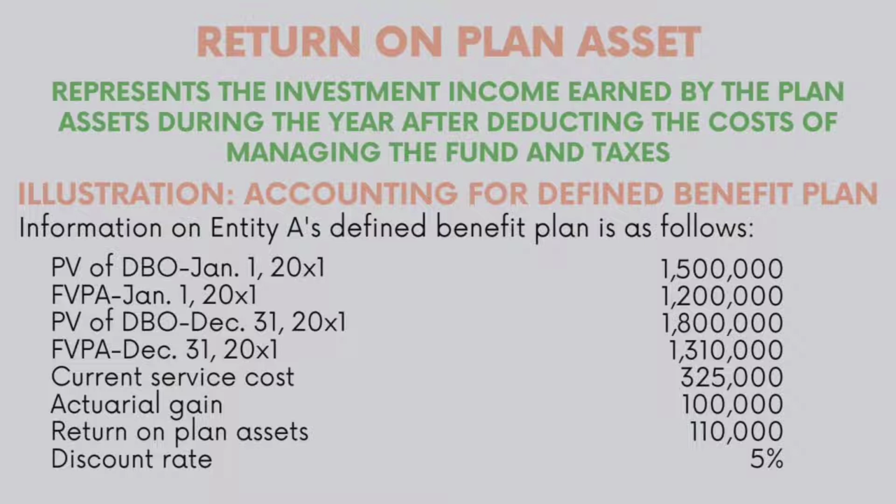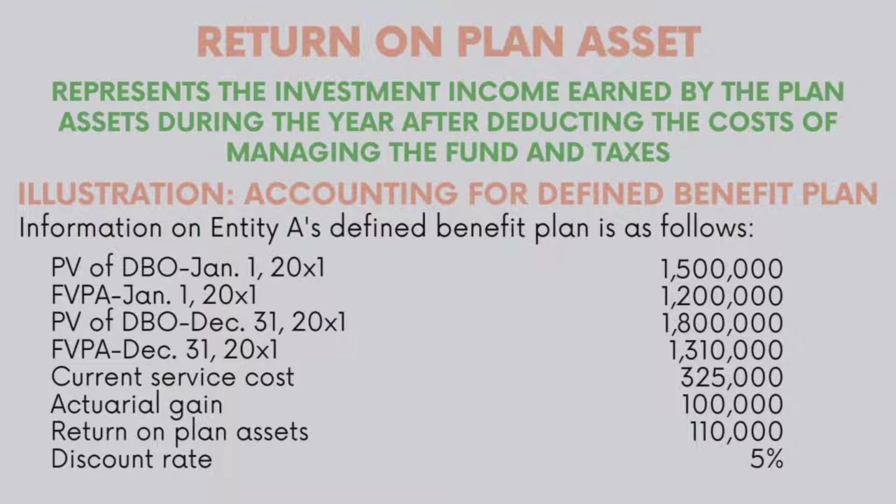So here's the illustration. Information: Entity A's defined benefit plan is as follows. Present value of defined benefit obligation of January 1, 20x1 is 1,500,000. Fair value of plan asset January 1, 20x1 is 1,200,000. Present value of defined benefit obligation of December 31, 20x1 is 1,800,000. Fair value of plan asset December 31, 20x1 is 1,310,000.